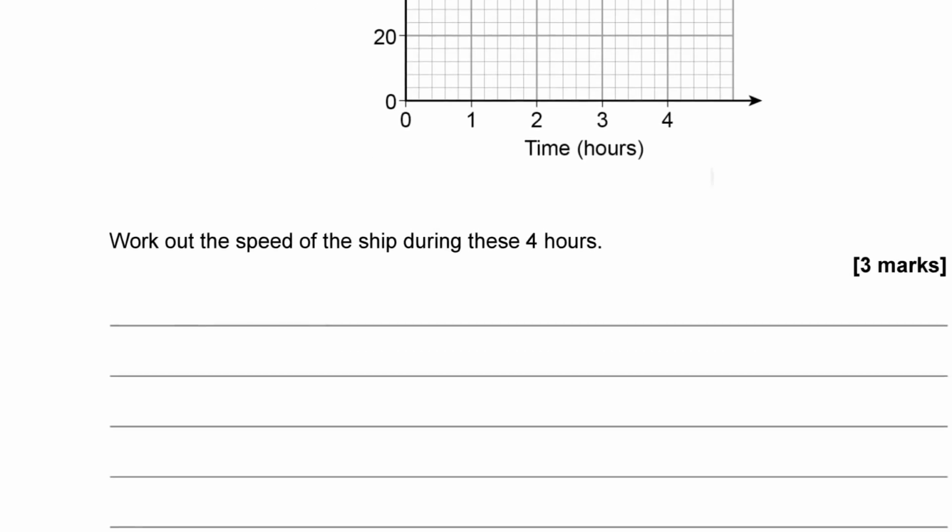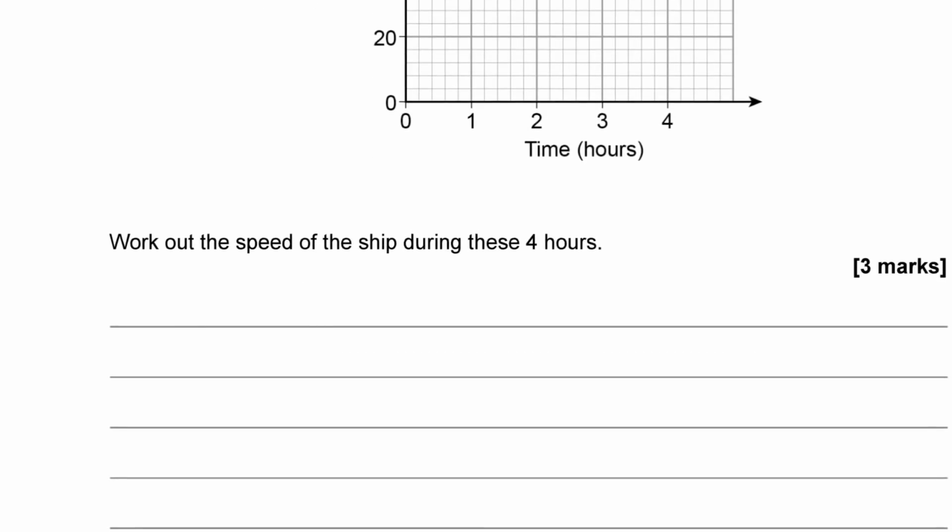Now, you hopefully remember the relationship between distance, speed, and time. If you don't, this handy triangle is quite useful. DST triangle. You notice they're in alphabetical order. D, S and then T. And then you can cover up the thing that you want to find and work out the formula used in the other two parts. So work out the speed of the ship during these 4 hours. So we want the speed, which is this one here. So we cover up the S, and that tells me what to do with the others.